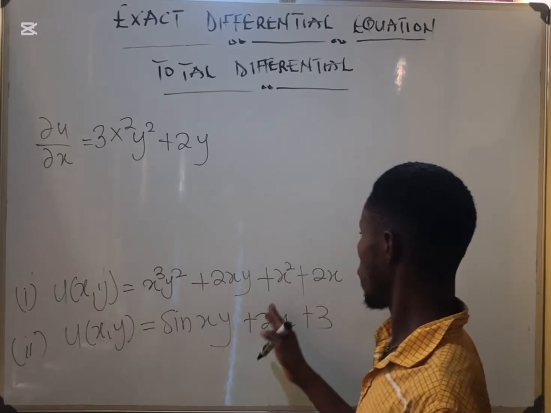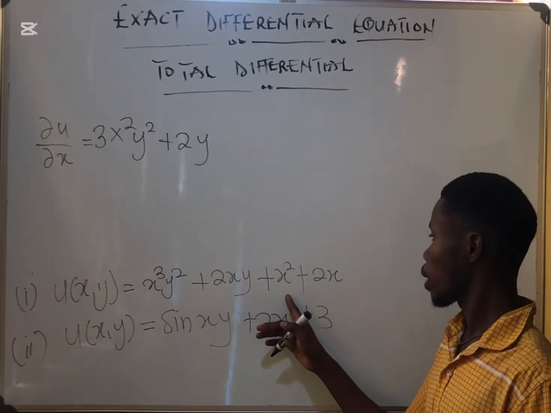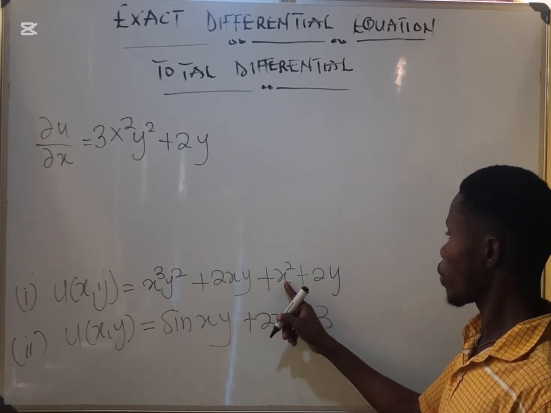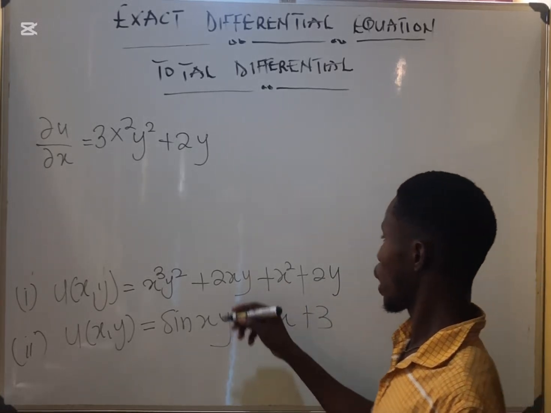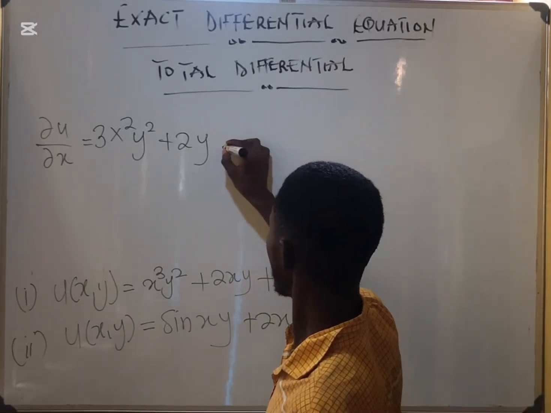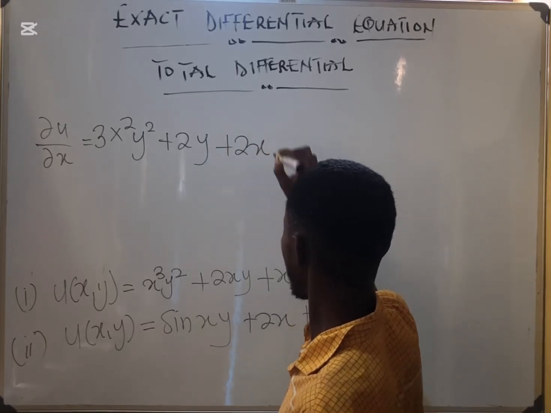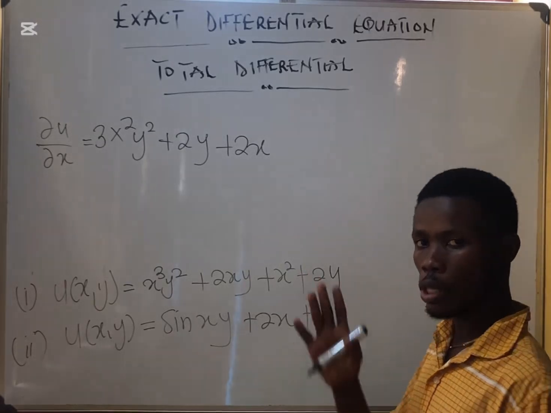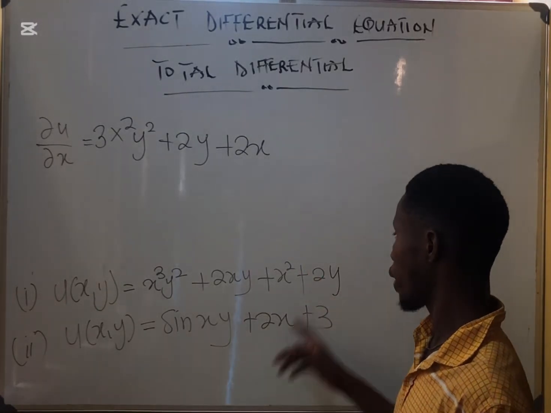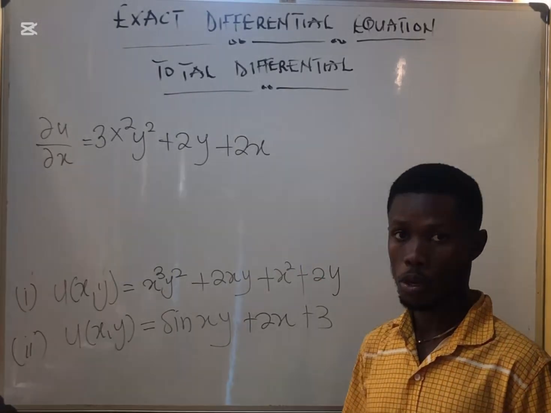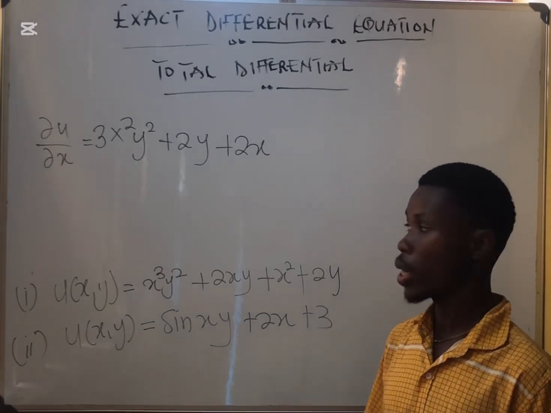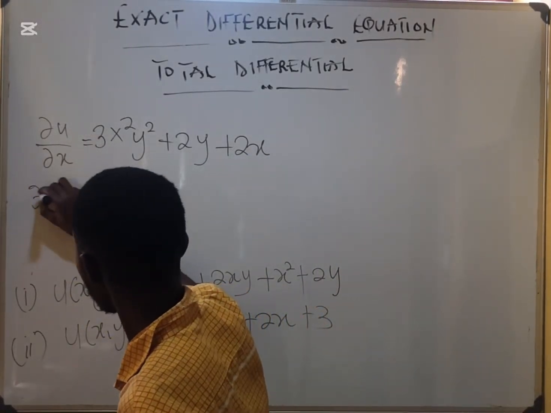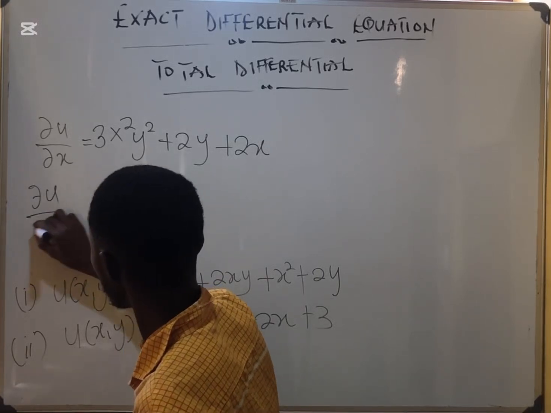That will still give us 2y. Then this place, if I differentiate x squared, I'm going to have 2x. Now if I differentiate 2y, this one is with respect to x, so that will give me 0 because y is constant, 2 is constant, so that gives me 0.